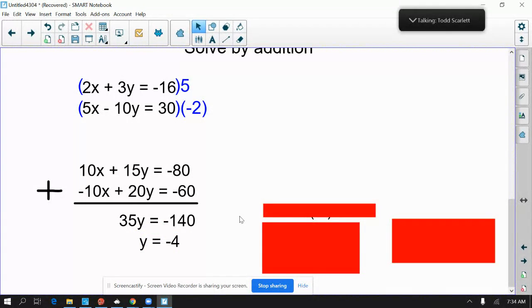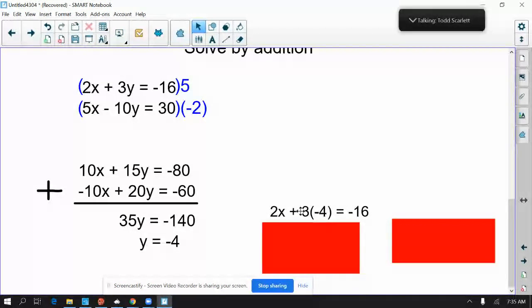But remember, the solution to a system is the ordered pair that satisfies both of these equations. I just know the y. I need to know the x too. So to find the x, you take negative 4, and you plug it into any equation that has an x and a y. You got 4 choices. You can plug it into here, this third one, or this fourth equation. Any one of those 4 will do.